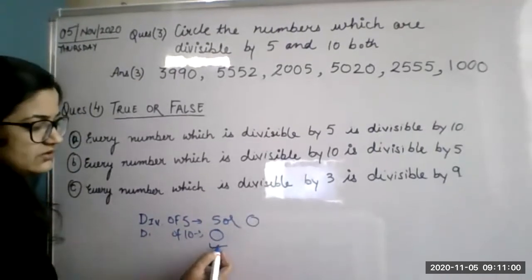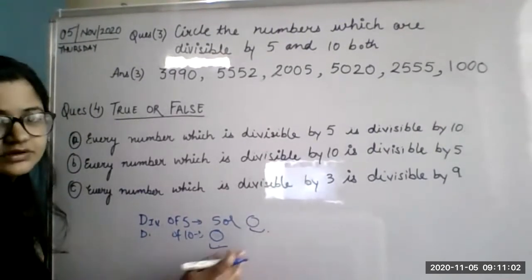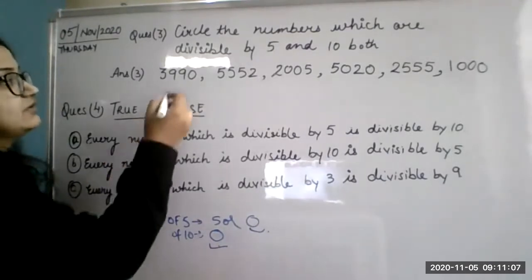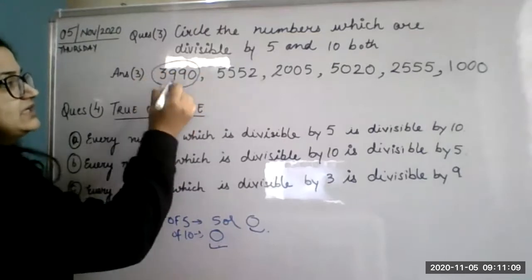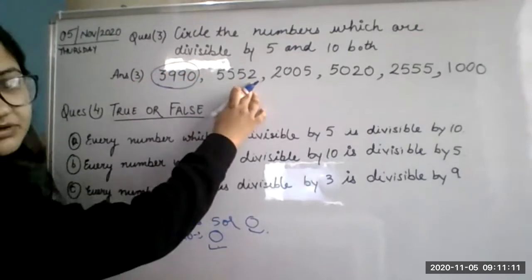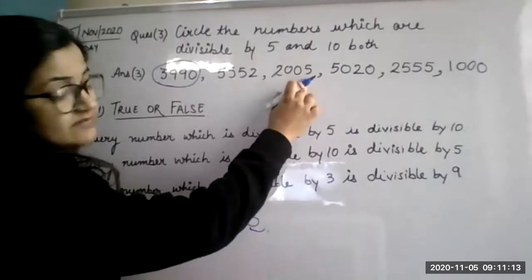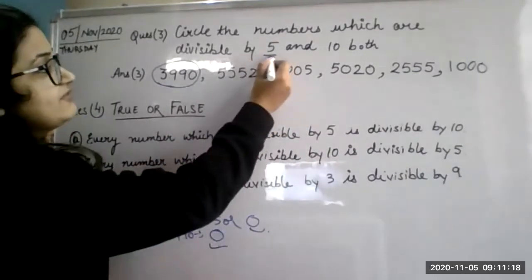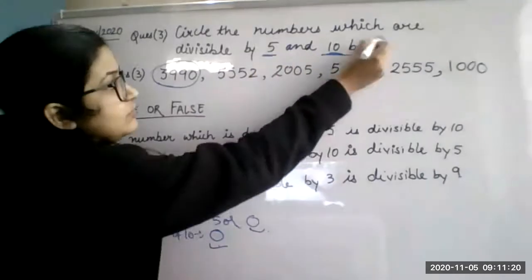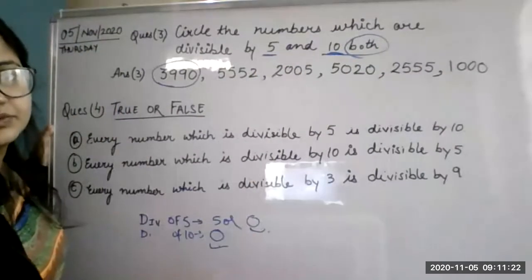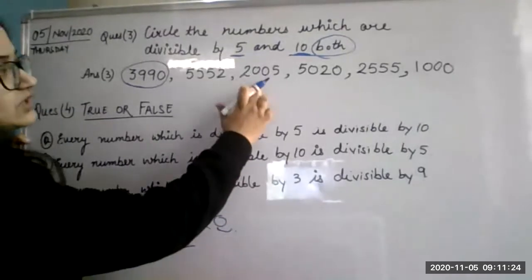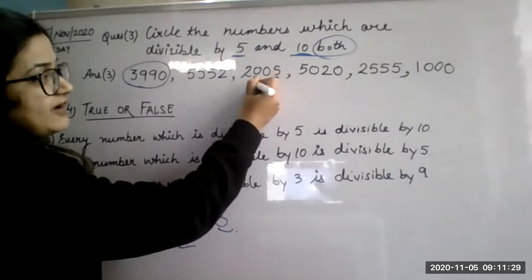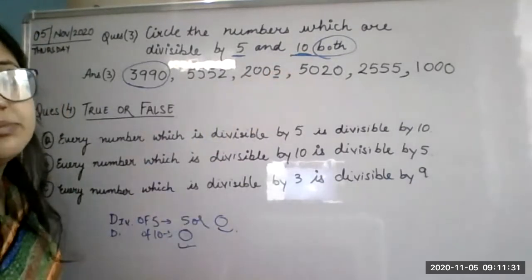Okay, 0 here and 0 here, 0 here and 0 here. So that means its last digit should be 0. That means this is divisible by 10. This is not divisible neither by 5, neither by 10. It is divisible by 5, but it is not divisible by 10. It is written 5 and 10 both. So we'll not circle this 2005. Many of you have done it. Why? Because it is divisible by 5 only. It is not divisible by 10.